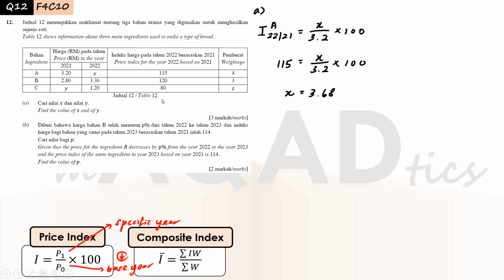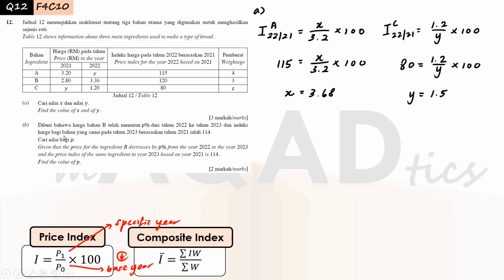For Y, it would be the same thing, and we put the values the same way according to the price index formula here. Okay, and I'm going to substitute the value of the price index, which is 84, and find the value of Y, which is 1.5.